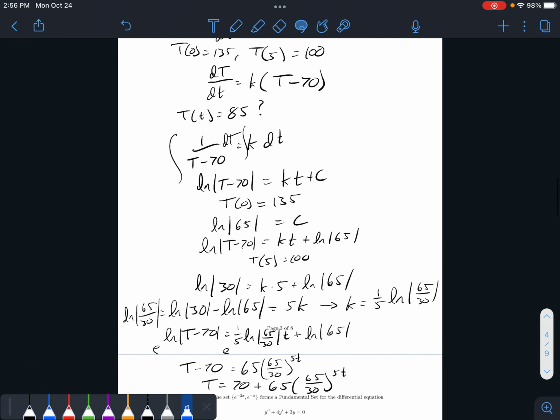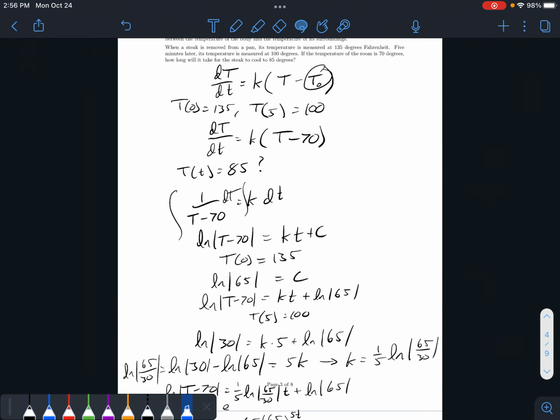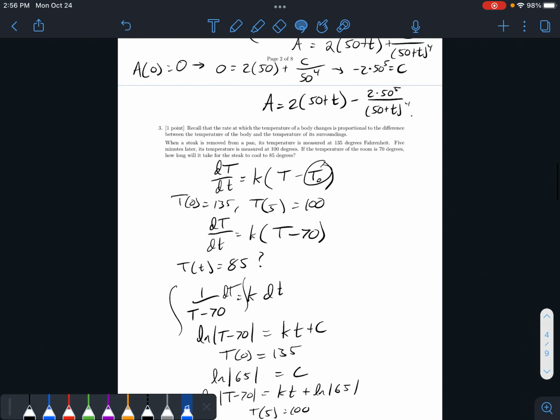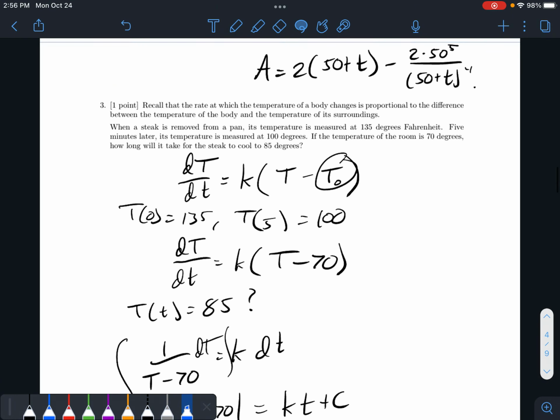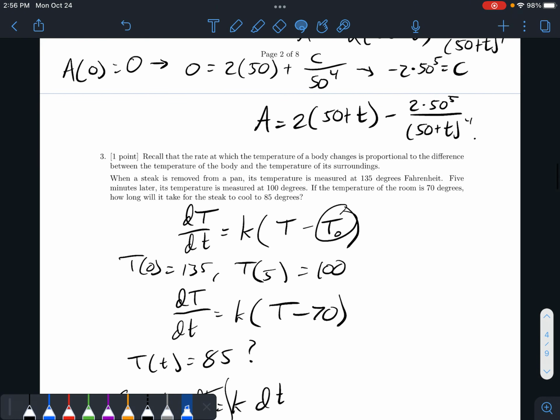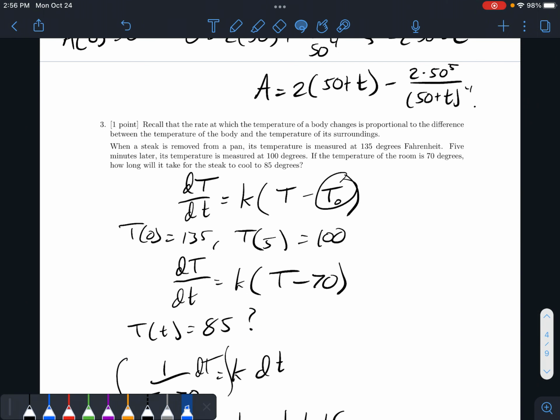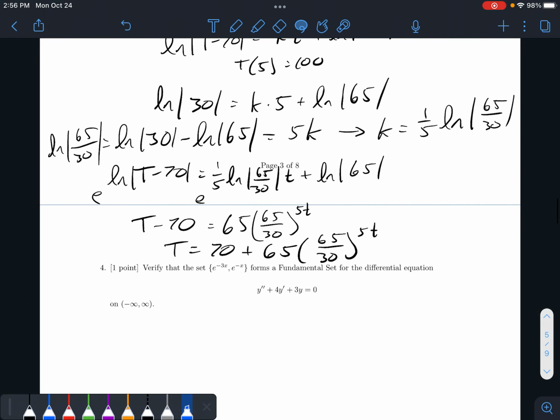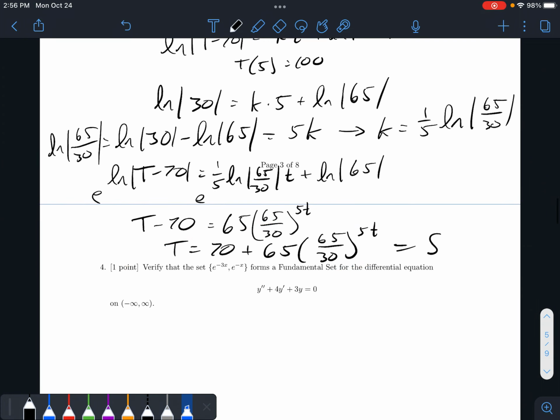Okay, that's pretty much it for all the chapter 3 material. If you understand those types of problems, that's probably going to be most of what I would do. I don't think I answered everything in this problem even, because we're asked when is T of t equal to 85. So literally all that we have to do is set this equal to 85 and then solve for t.